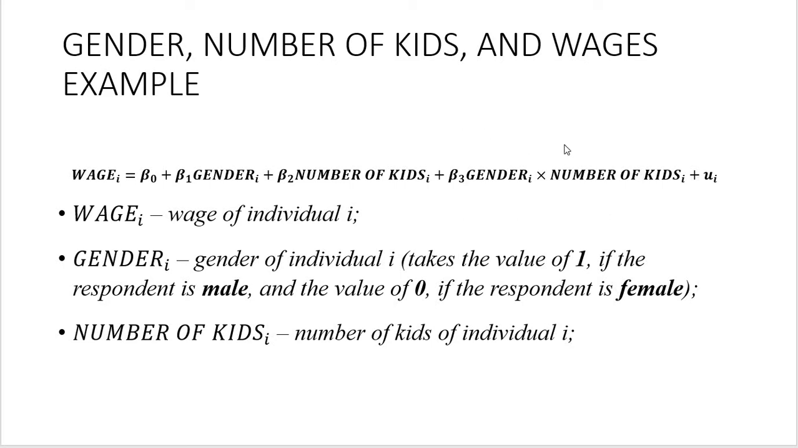So the product of these variables would indicate the effect gender causes on the effect of number of kids on wages. It will indicate the difference between the effect of number of kids for males and the effect of number of kids for females. And if you'd like to ask why we are discussing this, it's because it makes sense.